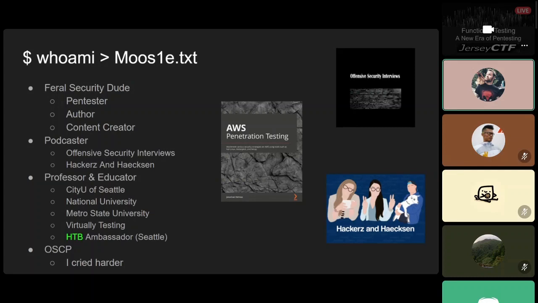To give myself in a nutshell, I'm a feral security dude. What does that mean? I'm essentially a freelancer. I paved my own way, and started doing that a couple months ago. Right now I do a lot of freelance pen testing and bug bounty hunting. I'm also an author of AWS Penetration Testing, a beginner's guide to pen testing AWS. I'm also helping co-author a book with a couple friends about how to get into cybersecurity and what you can do.